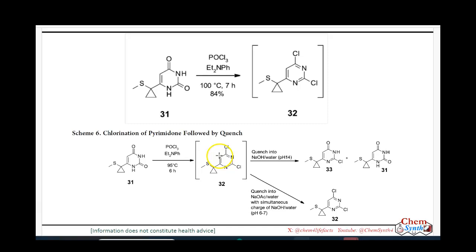Now, after the reaction, the quenching process was very crucial at this stage. When they quenched that reaction mixture using sodium hydroxide solution, keeping the pH approximately 14, under highly basic conditions, then partially hydrolyzed chloropyridone was formed along with some reversal of the product into the starting material.